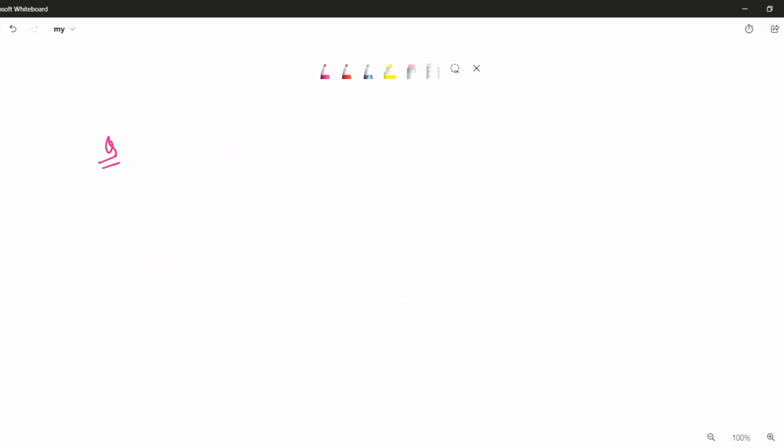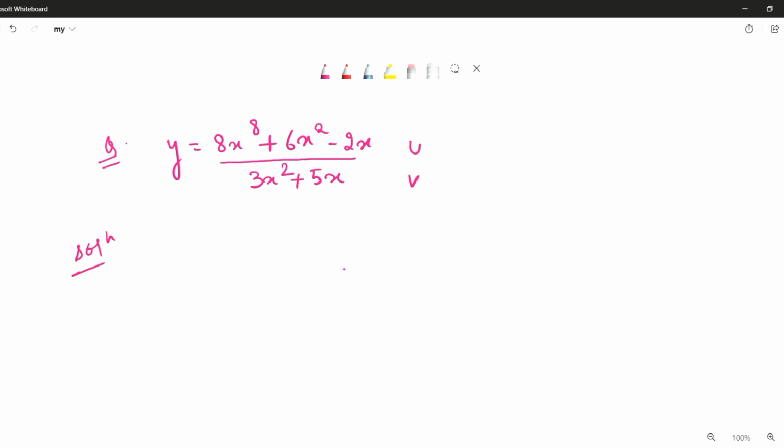Now let's understand this with the help of an example. y equals 8x to the power 8 plus 6x square minus 2x, whole divided by 3x square plus 5x. Here numerator is u and denominator is v. So now solving it as per the rule, differentiating with respect to x.